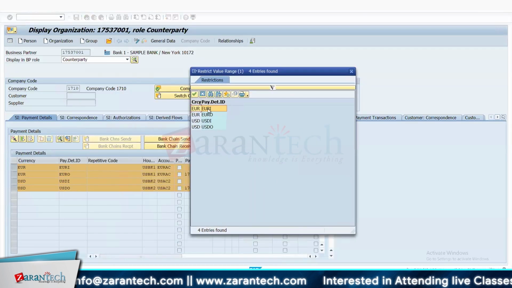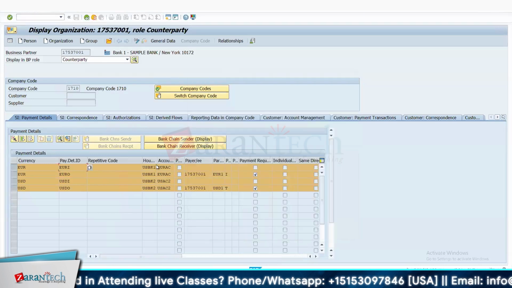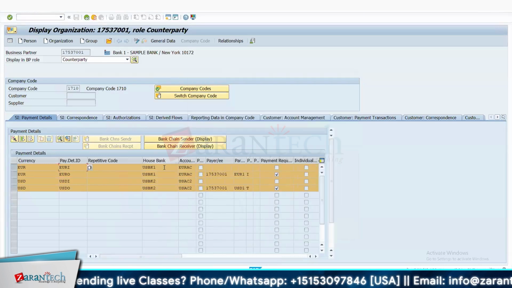This talks about what kind of payment you are having, whether it's an incoming payment or outgoing payment. I denotes incoming payment and O denotes outgoing payment. Depending on whether it will be interest income or interest expense, it can be incoming or outgoing, right? And then we need to give the house bank.